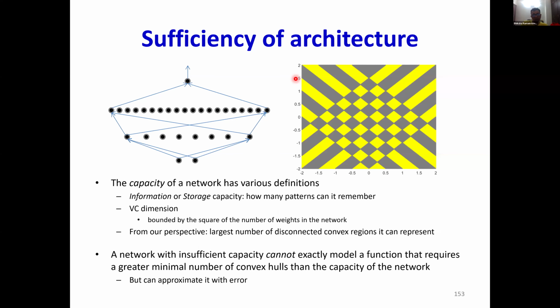All of this leads to a concept called the capacity of a network. What kinds of models can it, what functions can it model? It's defined in terms of information or storage capacity, VC dimension, etc. There's a lot of work on it that we won't get into, but then you get an idea of what the capacity of a network is. It depends on how wide, how deep it is, and what activations you use. And a network with insufficient capacity cannot exactly model a function that requires a greater minimum number of convex hulls than the capacity of the network.